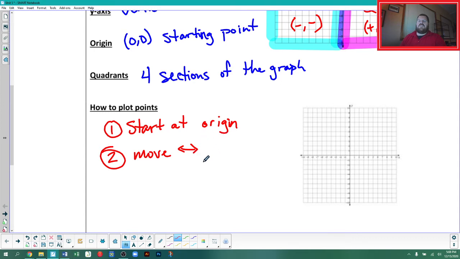So start at the origin, and then we're going to move horizontally, left or right, based on our x value. And then finally we will move up or down based on the y value.